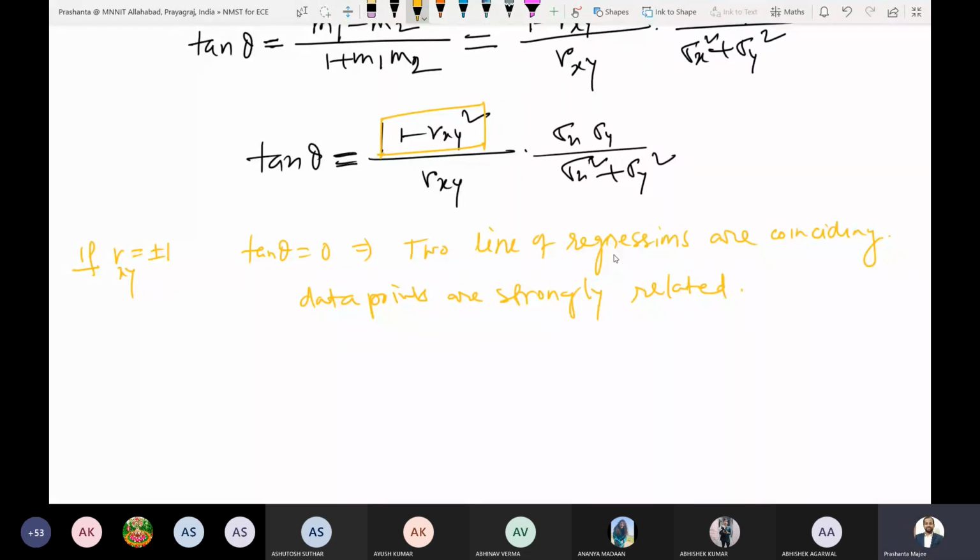What will happen if r is 0? Then tan theta will be infinite. So what does it mean by that? Theta equals pi by 2. That means the two lines of regression are intersecting perpendicularly.